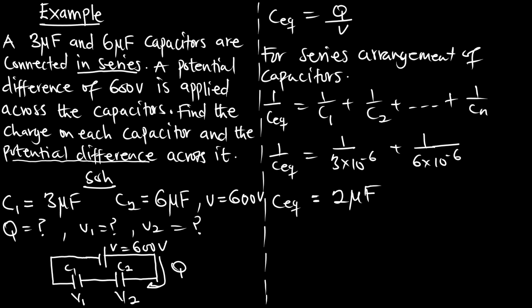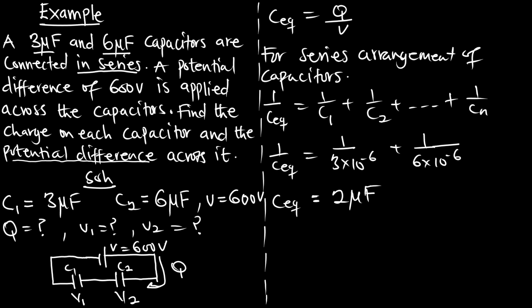Anytime you find the equivalent capacitance for capacitors in series, the answer should be less than any of the capacitances. Here the capacitances are 3 and 6. Since they are connected in series, the equivalent capacitance should be less than 3 and less than 6. So we had 2 microfarad for the equivalent capacitance. So with this, we can calculate the charge.